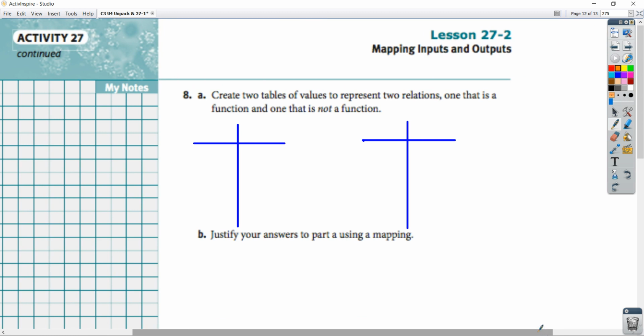Alright, create two tables of values to represent two relations, one that is a function and one that is not. So do this one on your own. If you want me to check it, you can raise your hand. If you feel confident, then move on.